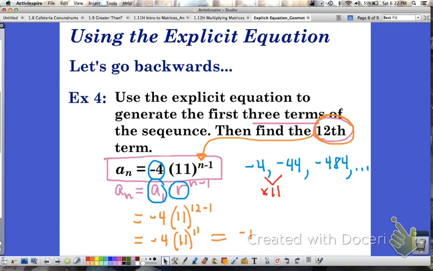Negative 1.14 times 10 to the 12th. That would be the 12th term in the list.